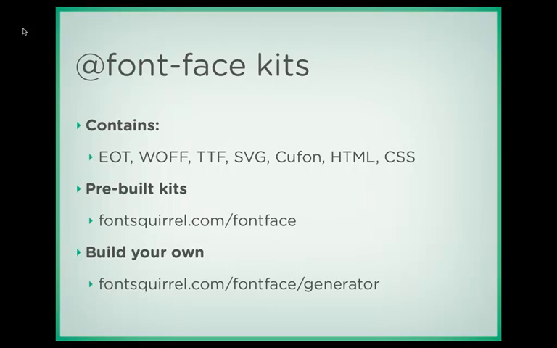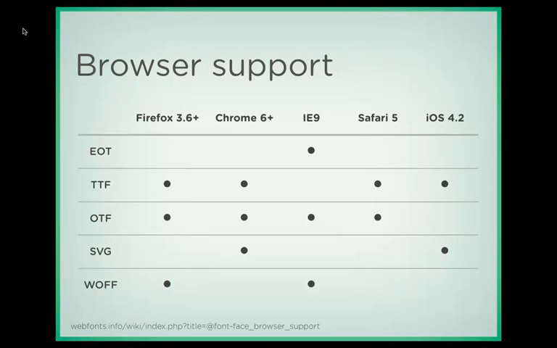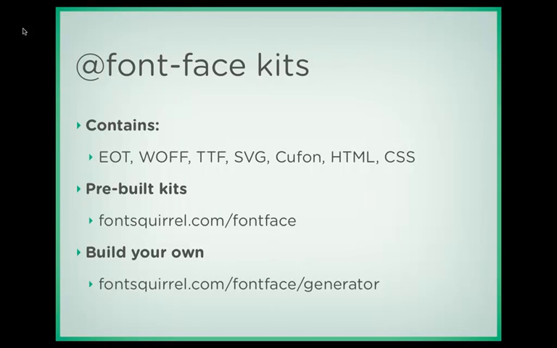So we talked about all the different font formats that you need to be cross-browser compatible. A lot of times when you buy a font, they're just giving you the TrueType format or the OpenType format. So to build your EOT, your WOFF, your SVG, there's this really awesome tool called the Font Face Generator, and it's that last link at the bottom, through Font Squirrel. All you do is go into the website, upload your TrueType font or OpenType font, and it'll actually build this kit for you.